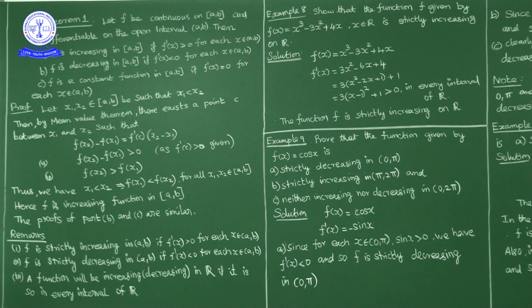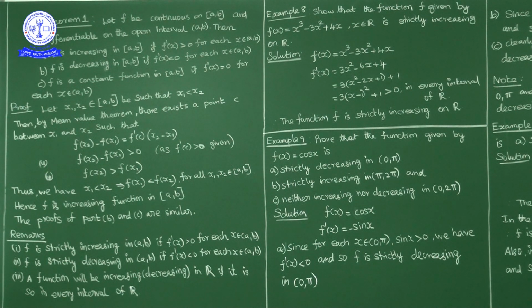Okay. Now I will repeat once again. To prove a function is an increasing function, simply prove that f dash of x is greater than 0 in open interval (a, b). To prove f is a decreasing function, simply prove f dash of x is less than 0 for x belongs to (a, b). Okay. For a constant function, what will you prove? f dash of x equal to 0 for x belongs to open interval (a, b). Okay. So what we have here, f is an increasing function in (a, b) if f dash of x is positive for each x belongs to (a, b). f is decreasing in open interval (a, b) if f dash of x is less than 0 for each x belongs to open interval (a, b).